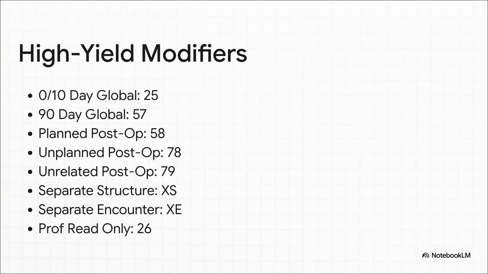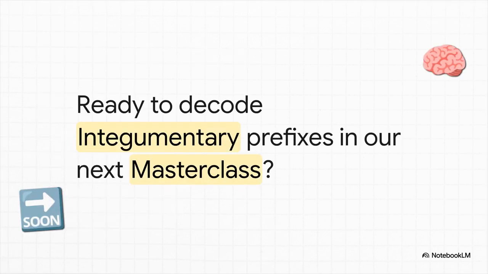Huge congratulations on surviving these case studies. You are well on your way to mastering these major exam pitfalls. I highly recommend you screenshot this rapid-fire visual summary for your final exam prep. Just to quickly recap, 25 is for minor procedure E&Ms, 57 is for major. 58 is planned, 78 is an unplanned complication, and 79 is totally unrelated. Oh, and remember to use XS for a separate structure and 26 for professional interpretation. You've got this. So what's next?